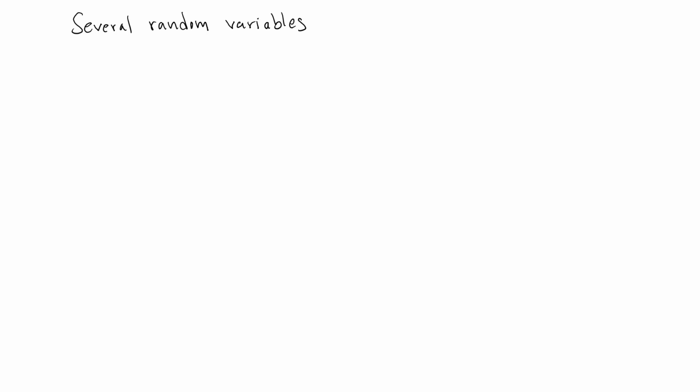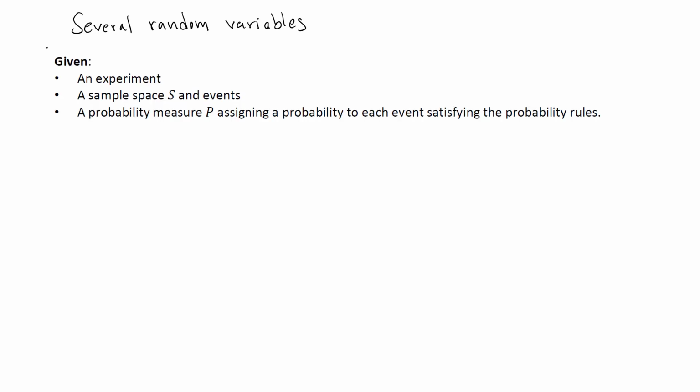So a random variable is simply a function from the sample space to the real numbers. To define a random variable, I need an experiment, I need a sample space, I need events, and I need a probability measure that assigns probability to each event. Then a random variable is simply a function from S to R.